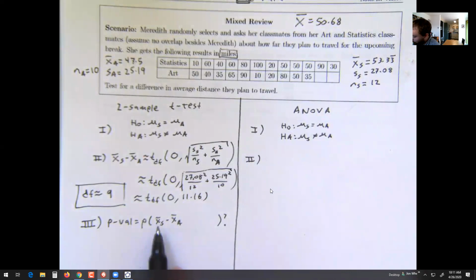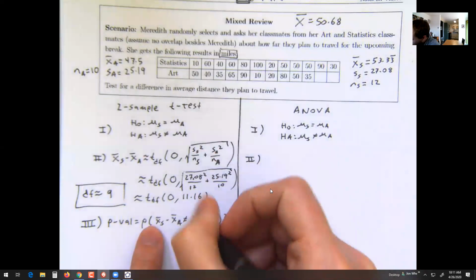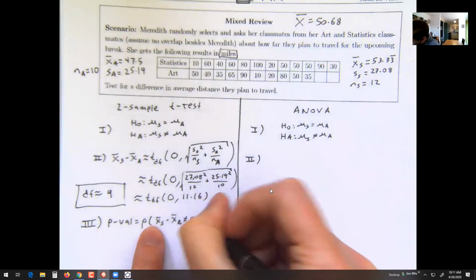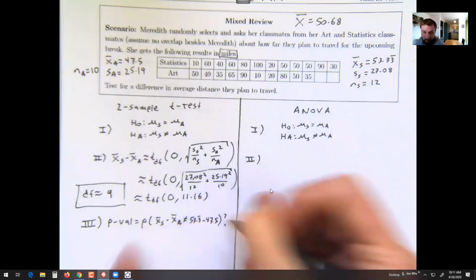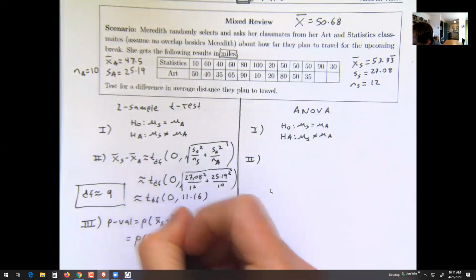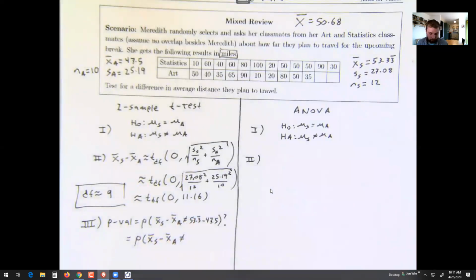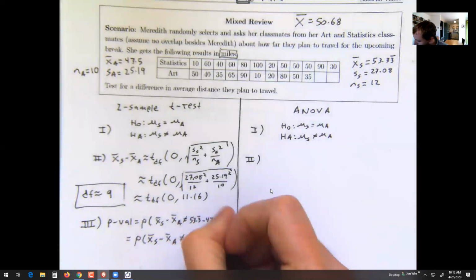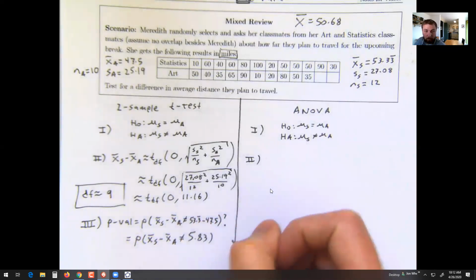So for the p-value, my alternative hypothesis, I'm testing for a difference. My first average was this 53.3 repeating number. My second average was this 47.5 number. So this gives me a sample difference in averages of, well, let's type this in and see what we get. 5.83 or so. This is not my p-value. This is the value that I'm going to put onto the curve.